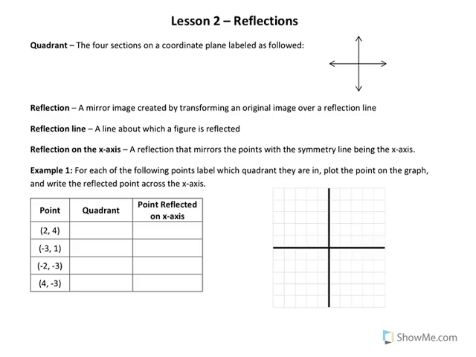Lesson 2, Reflections. So first of all, we're going to talk about the 4 quadrants. So we call this one Quadrant 1, Quadrant 2, Quadrant 3, and Quadrant 4. A reflection can go across either the y-axis, or the x-axis, or it could go across both and have multiple reflections.